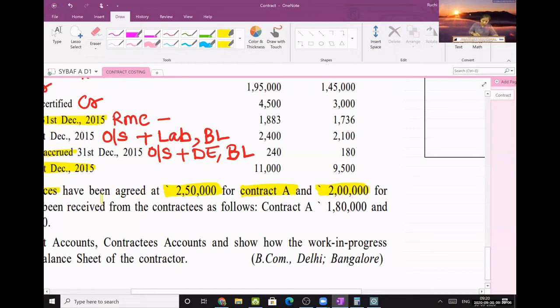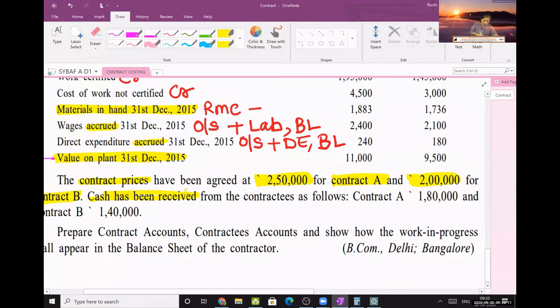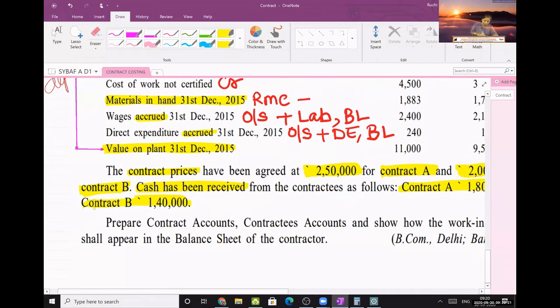Or kya? Cash has been received from the contractees. Okay. Ye to mere liye important information. Cash received. Yeah. How much? Contract A 1,80,000 and contract B 1,40,000. So these are very important information for me. Correct? Aur kya puchha hai?